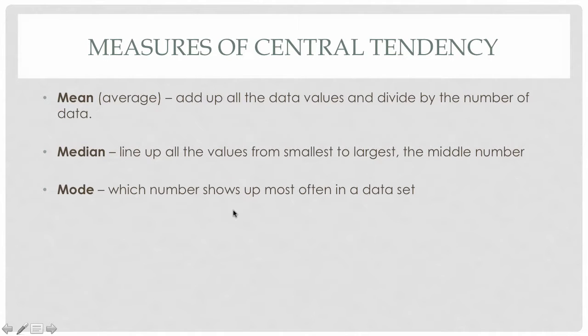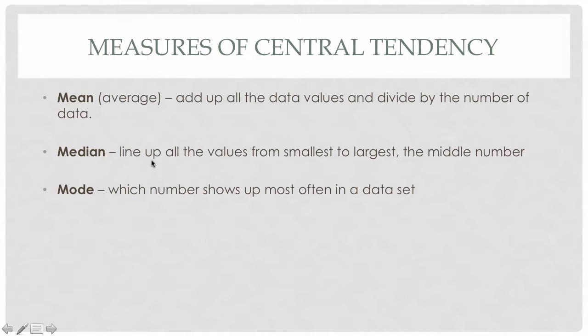Okay, so when we talk about measures of central tendency, we're talking about the mean, the median, and the mode. You may already know these, but the mean, we can also call it the average, of a data set is you add up all the data values. So if you have 50 values in your data set, you add up all 50 numbers, and you divide by how many data values you have. So I would add up all 50 values, and then divide by 50 to find out what the average is.